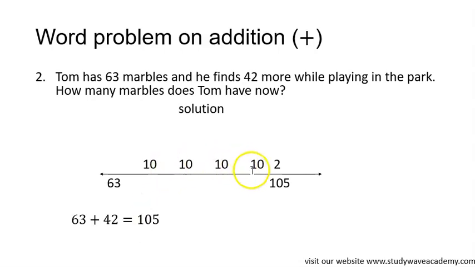When you got to 103, you move 2 steps. Let's say 103, 104, 105. You move 2 steps, so you had 105. Okay? I hope you're not confused. Okay, good. We're going to be looking at another example.